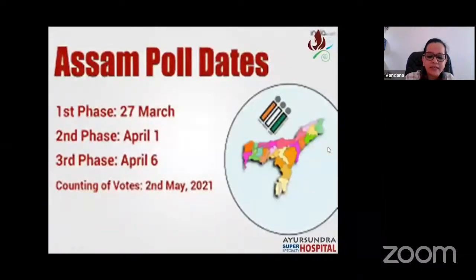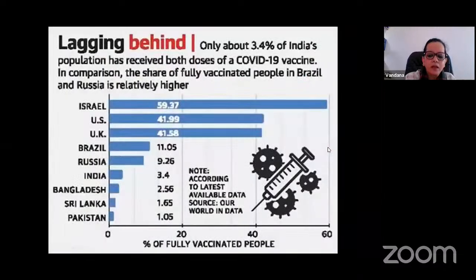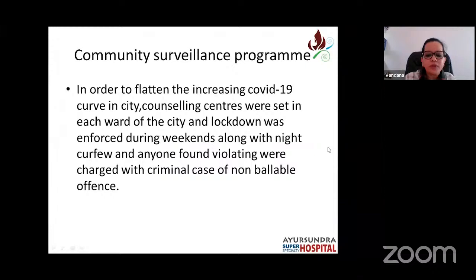And also with the state assembly elections going on, this led to many gatherings and non-compliance. The Rapid Assam community surveillance program had done much good in the first wave. It was called back again to flatten the increasing COVID-19 curve in the city. Counseling centers were set up in each ward of the city, and lockdown was enforced during weekends along with the night curfew. Anyone found violating these was charged with a criminal offense, which was non-bailable.